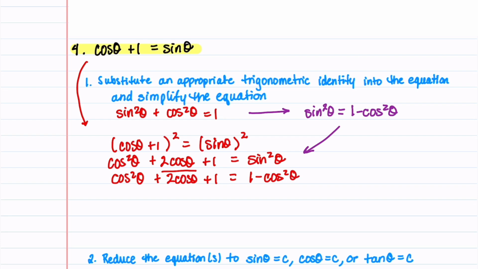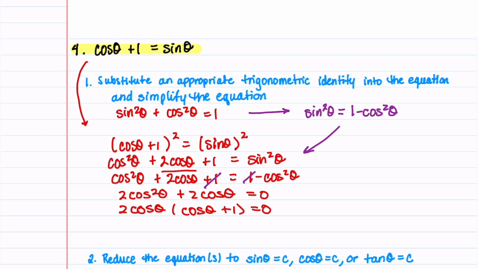And actually, before we do that, let's notice that our 1's are going to cancel. We'll bring our cosine squared on the right over to the left. So we'll get 2 cosine squared theta plus 2 cosine theta is equal to 0. We can factor out 2 cosine theta, and we're left with cosine theta plus 1 is equal to 0.